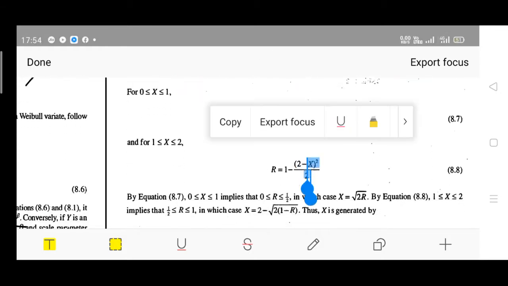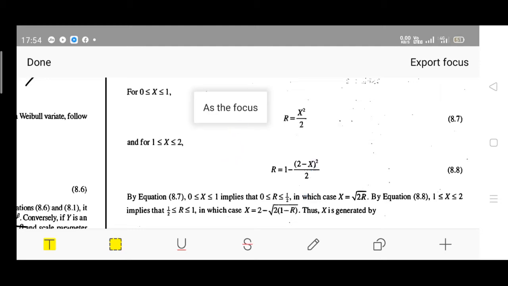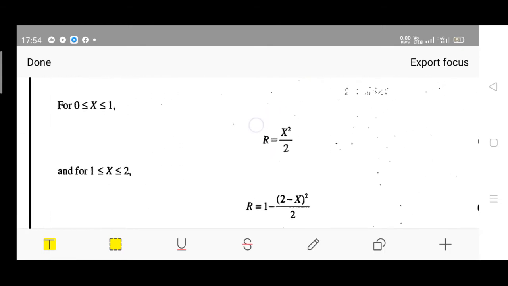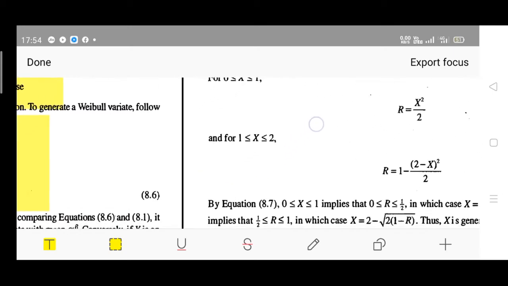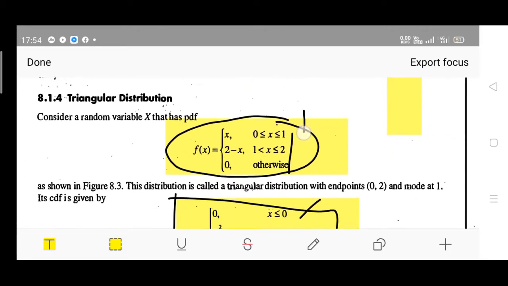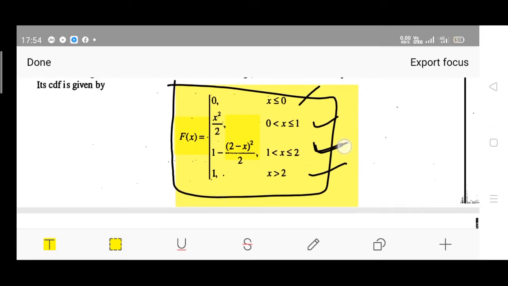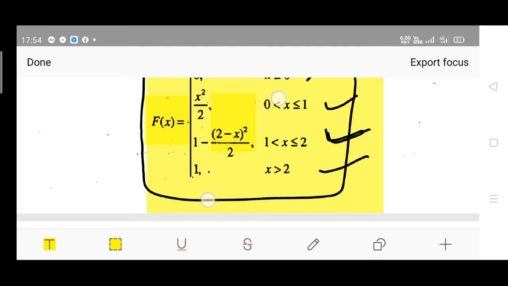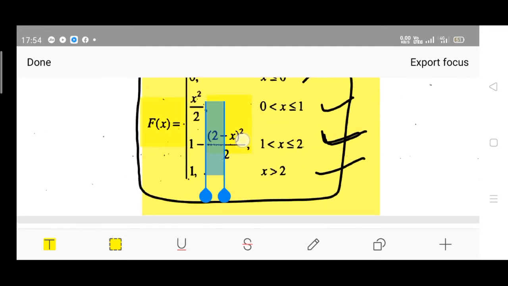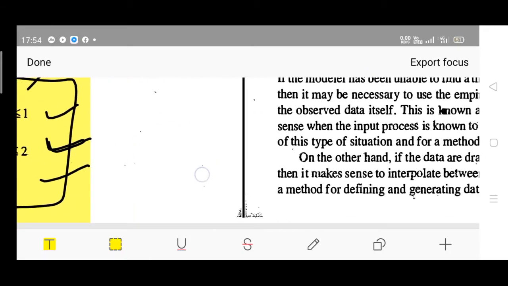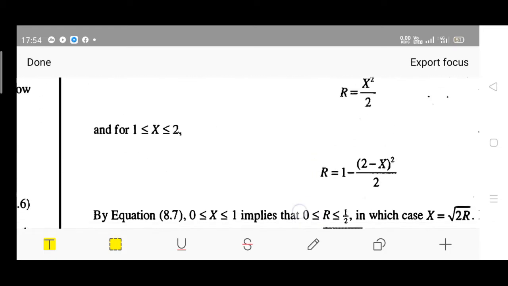Now let us discuss how to write the random variate for triangular distribution. For the different cases, that is x lies between 0 and 1 and lies between 1 and 2, we have to consider capital F of x, the cumulative distributive function. Just observe these formulas. Between 0 and 1 it is x square by 2, and between 1 and 2 it is 1 minus (2 minus x) the whole square divided by 2. For greater than 2 it will become 1. If you remember these formulas, you can easily write the variate values. So the variate values are written here.